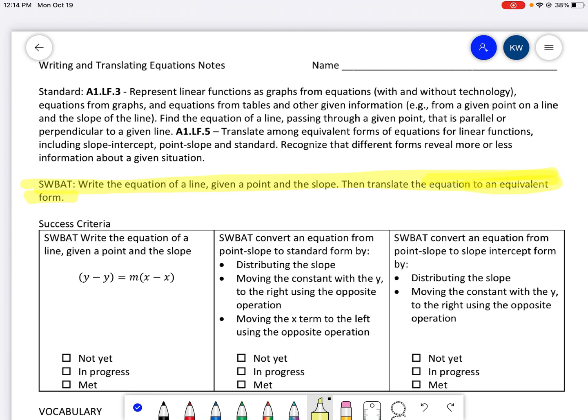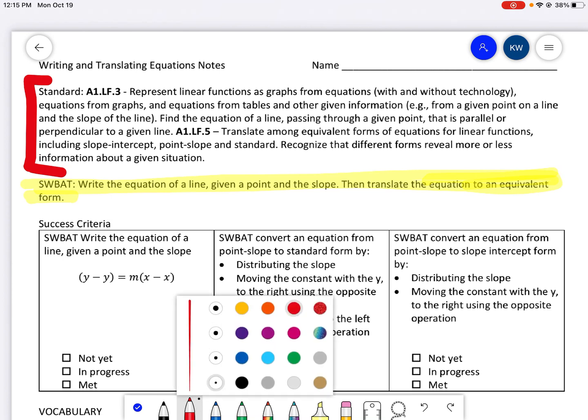But look at today's objective. Students will be able to write the equation of a line given a point and a slope, and then translate the equation to an equivalent form. What I want you to do is read through the standards, and in this section, find the parts that this objective is talking about. Underline the key words and phrases that this objective is talking about.